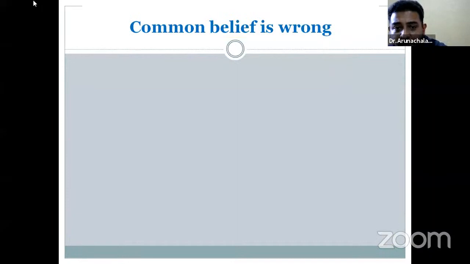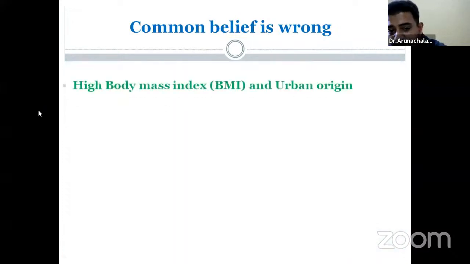So what are the common beliefs which are myths, that is, which are proved wrong? First thing is high body mass index. People who have diabetes will have high body mass index and they will be predominantly urban origin. That is a myth, because it is proved from the recent studies that there is no disparity between urban population and rural population as far as India is concerned in case of prevalence of diabetes. There is a very marginal difference between them.